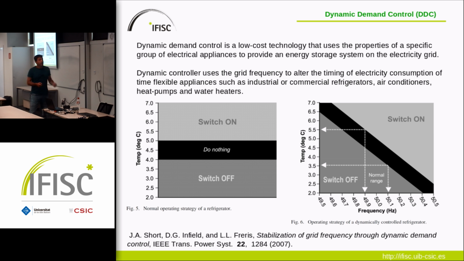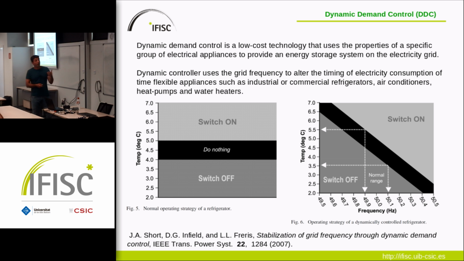In this paper in 2007, the authors proposed to do this with fridges, for instance. A normal fridge has to keep the temperature between 4 and 5 degrees. If the temperature within the fridge goes above 5, it switches on, right? Then it cools down, and when it goes below 4, it switches off. And when it is in the middle, it stops. So that's how a fridge works.